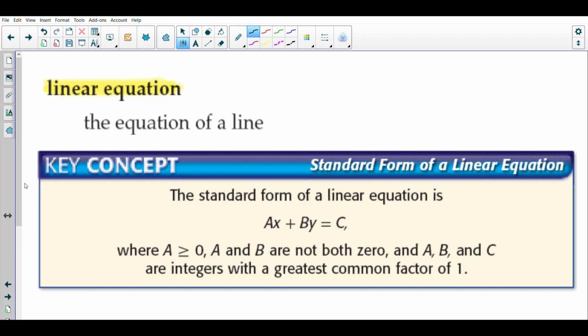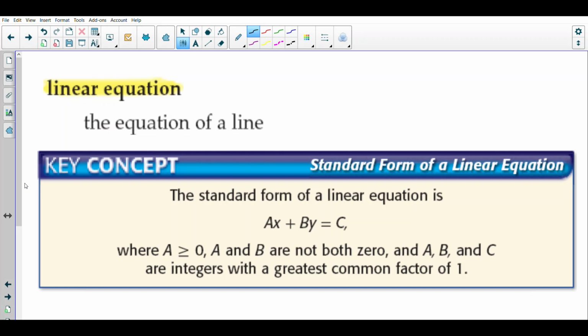A linear equation is just defined as the equation of a line. It's not being tricky. It's being very straightforward. So anytime you hear about a linear equation, it's talking about a line. The graph of this equation will look like a line. The standard form of a linear equation is set up as ax plus by equals c, where a and b are not both 0, and a, b, and c are integers with the greatest common factor of 1. So we try to simplify as much as possible. If they have a greatest common factor other than 1, we try to divide by that greatest common factor and reduce down to whatever we can get to.